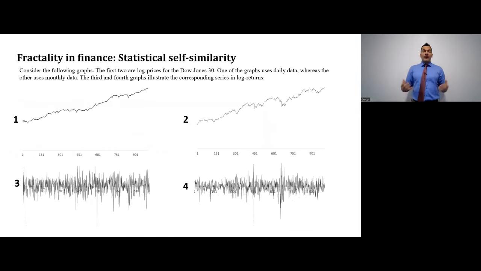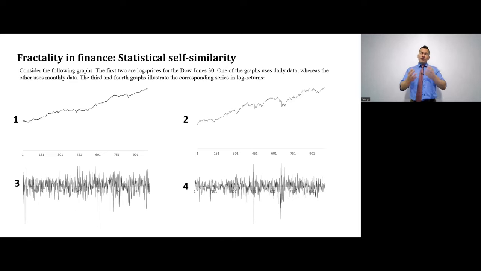But what about finance? In finance, fractality is manifested in statistical self-similarity, because we are dealing simply with time series of data. Here we can consider the following graphs. The first two are log prices for the Dow Jones 30. One of the graphs uses daily data and the other one uses monthly data. The third and the fourth graphs illustrate the corresponding series in terms of log returns, which is what we usually deal with in financial research.